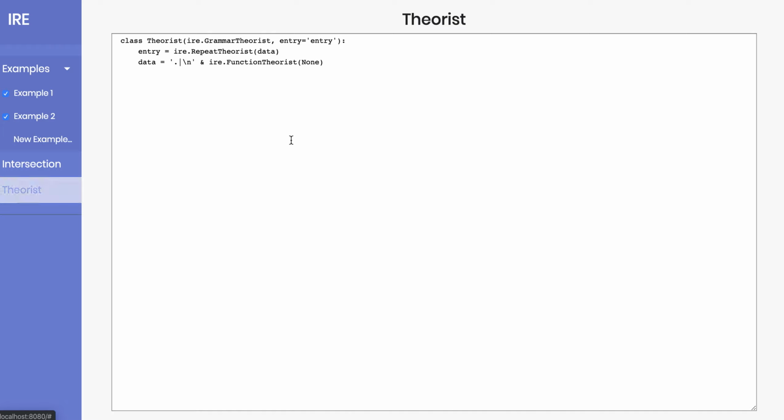And the reason for that is that our theorist is very simple. It only knows how to repeat this data, where data is the regex of anything or a new line, and then also the non-function theorist, where the non-function theorist is just basically the identity function. And this is all represented in Python using the IR library.